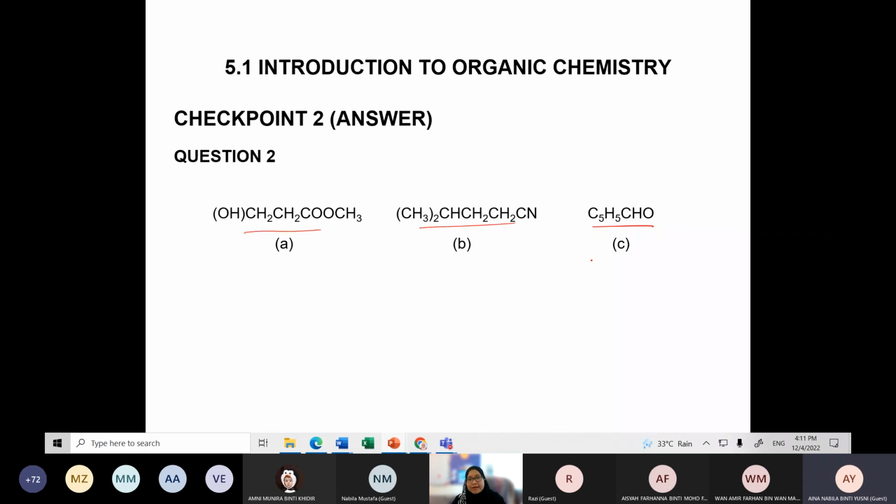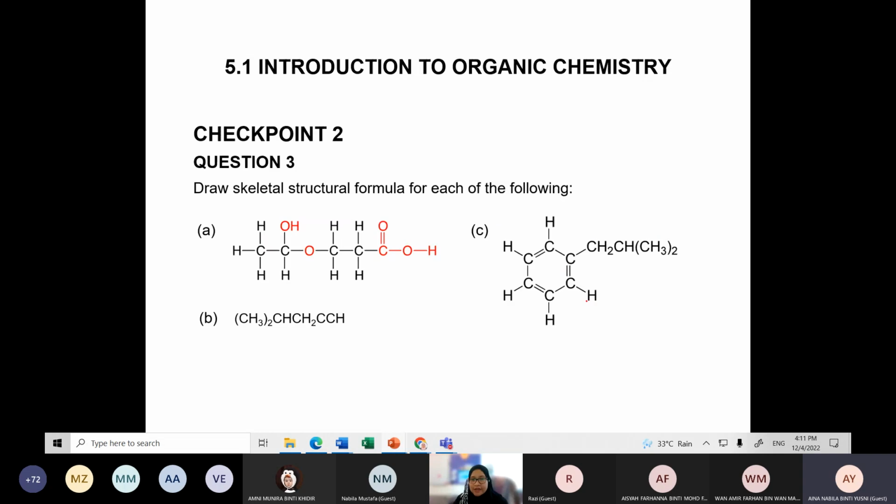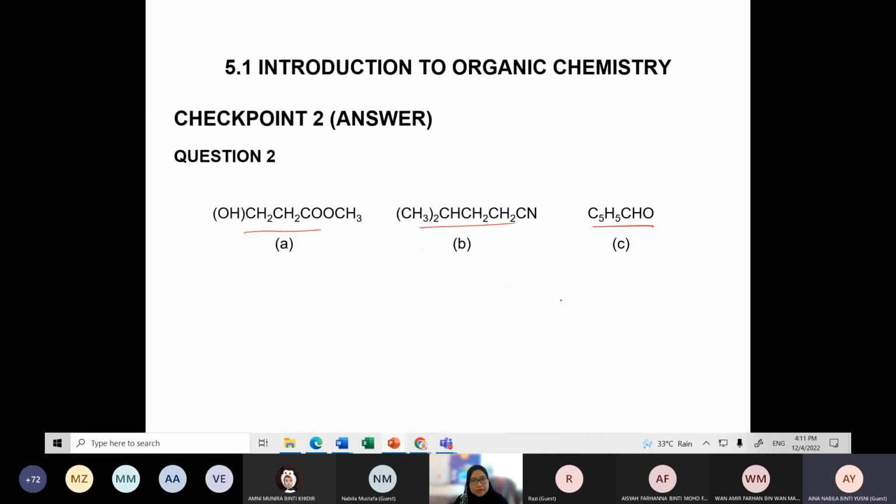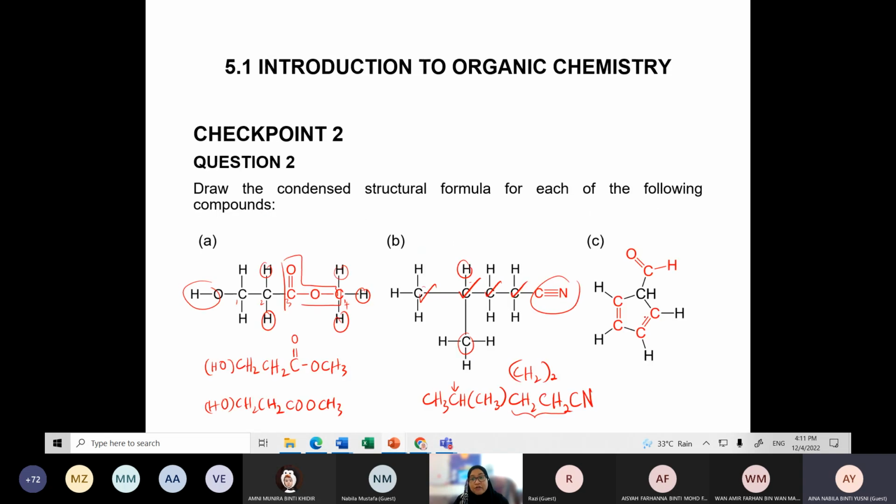Condense, right? So if you condense this one, this is question 3. It will be C5, because this is cyclic, the ring. C5, 1, 2, 3, 4, 5, H5, and then this is a functional group, right?